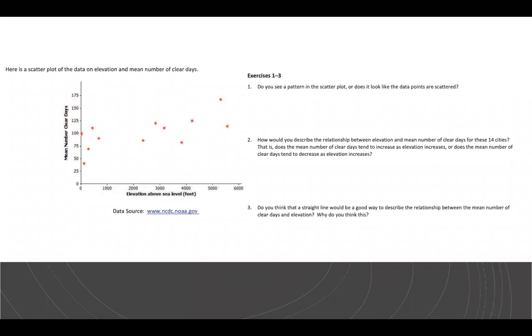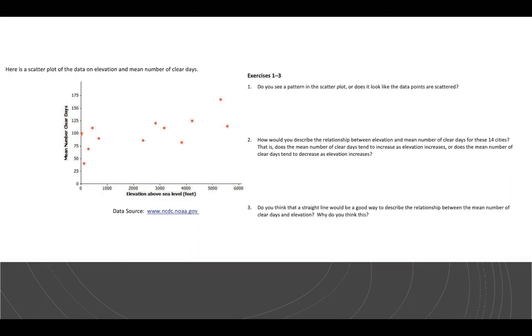Then it says, how would you describe the relationship between elevation and mean number of clear days in the 14 cities that are listed there? Again, it asks, does the mean number of clear days tend to increase as elevation increases? Or does the mean number of days tend to decrease as elevation increases? We really did just touch on that. Again, if you look from left to right, it's not a huge difference, but it does look like as the elevation increases, the number of clear days also increases.